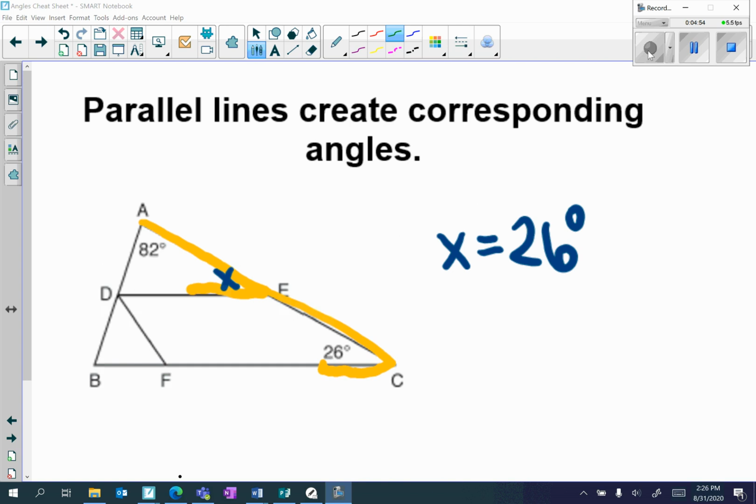Next, we have parallel lines create corresponding angles. Remember, corresponding angles means that they're in the same position. So, for example, this 26 degrees is also 26 degrees where x is. Those are corresponding angles.